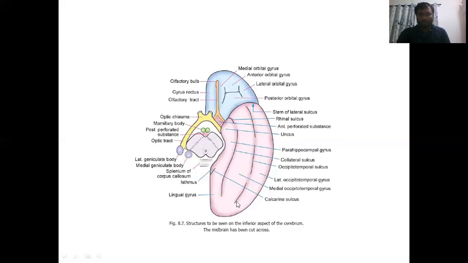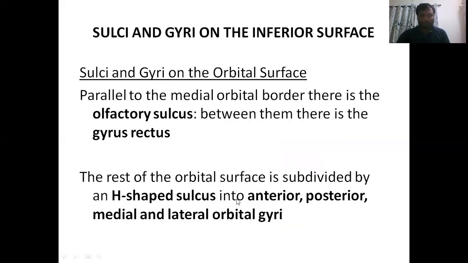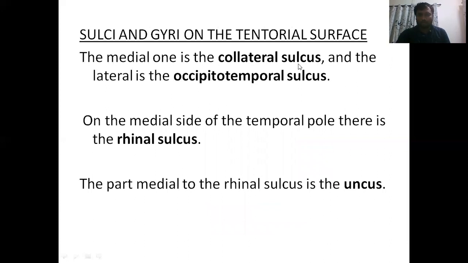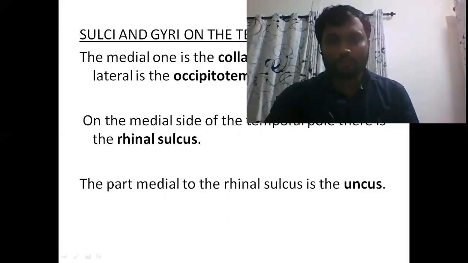Then laterally there is another large sulcus, that is the occipito-temporal sulcus. So those are the three sulci: occipito-temporal sulcus, then collateral sulcus, then rhinal sulcus. Okay, now we'll see. So collateral sulcus, then occipito-temporal sulcus, rhinal sulcus. So we'll see that. See the video.